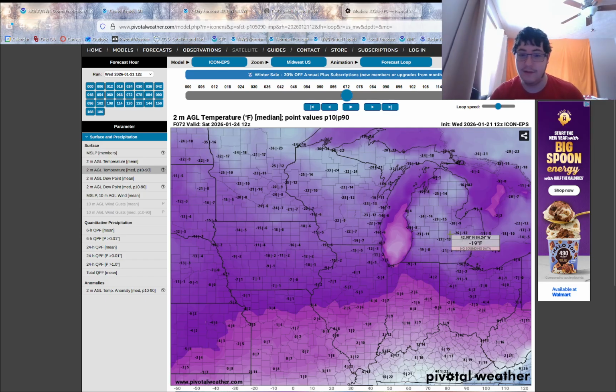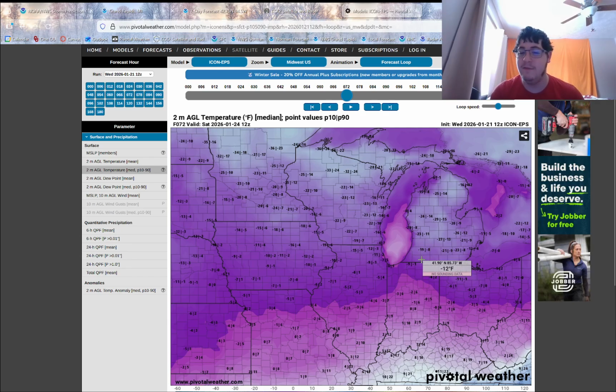But the official forecast from the Weather Service, at least for Friday night into Saturday morning right now, is negative 12 degrees. And this is before any wind is taken into account. Do keep that in mind.